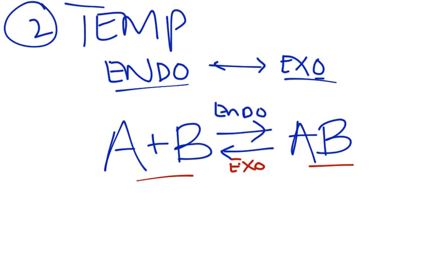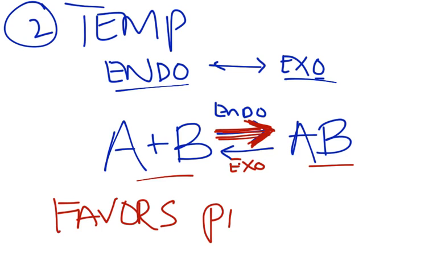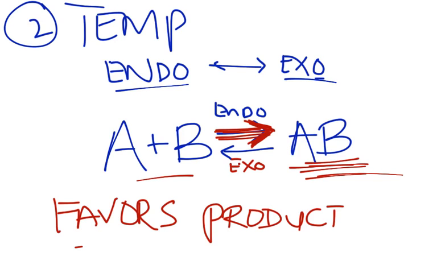When I add energy, when I add heat, add temperature, I have got to do something to get rid of that extra energy. So that means I am going to increase the speed of my endothermic reaction to use that extra energy. So we say that it favors the product. Whatever you're moving towards is what you are favoring.